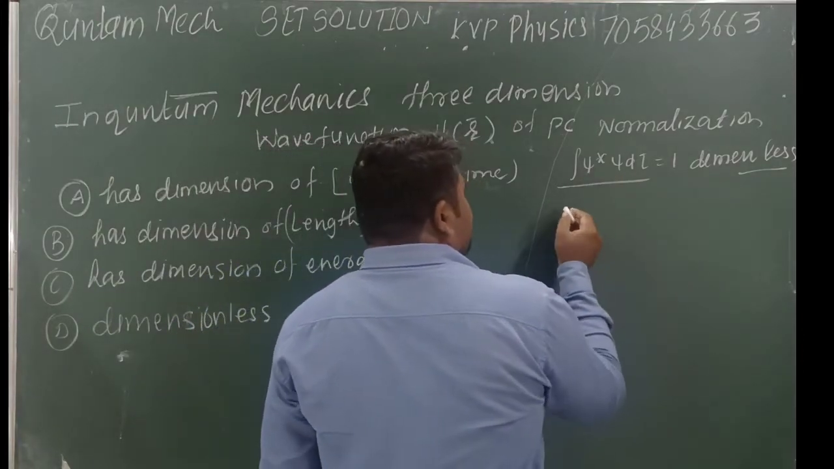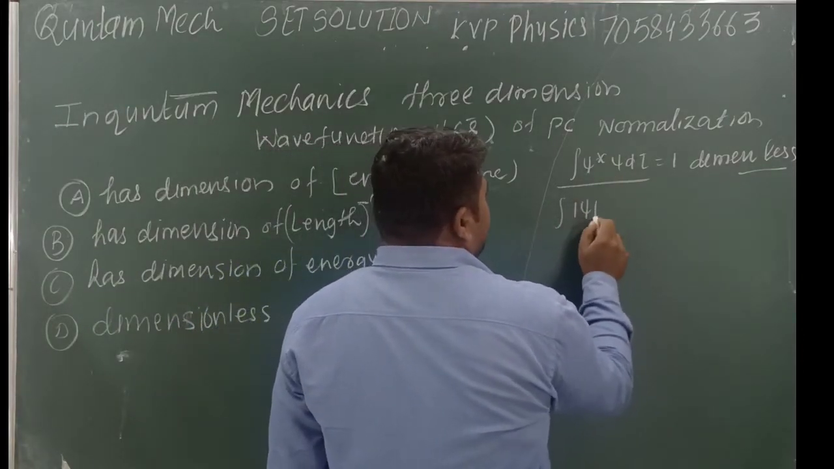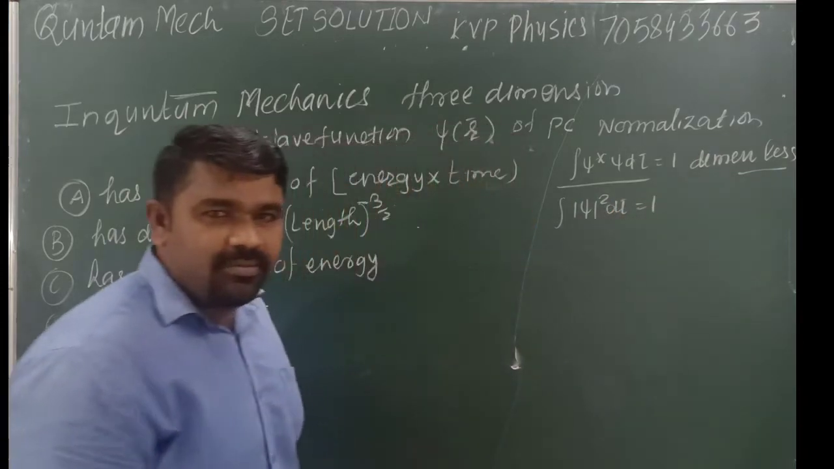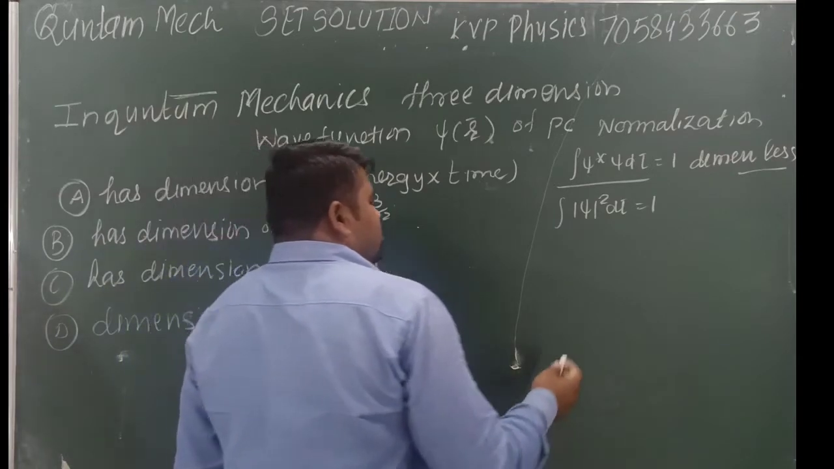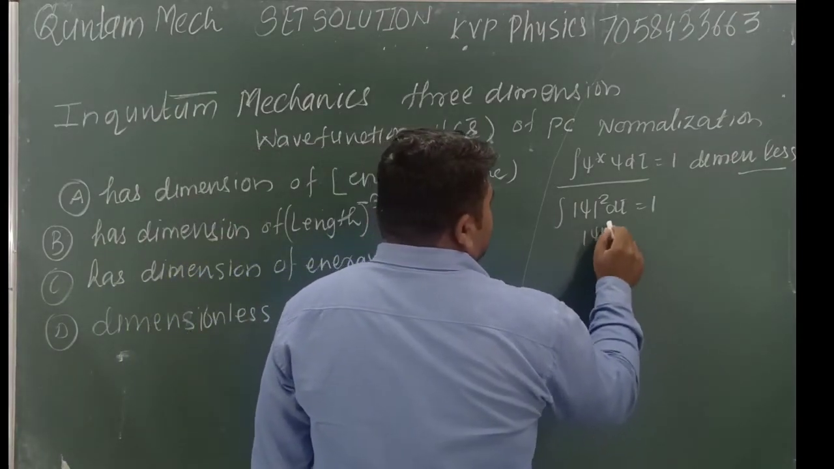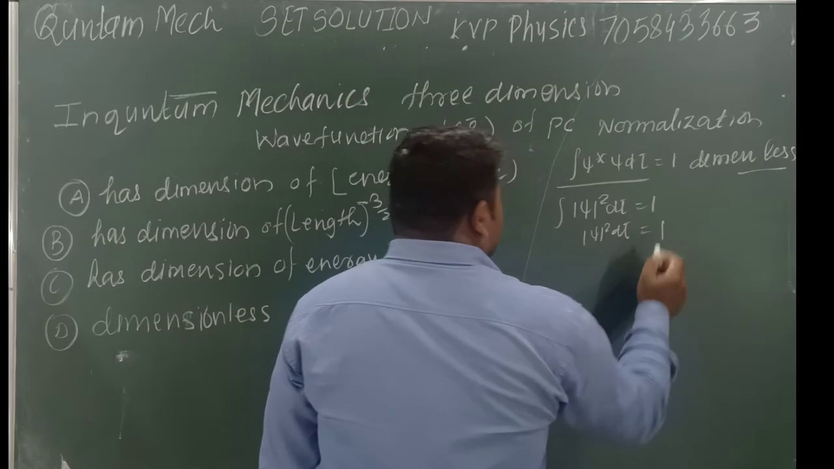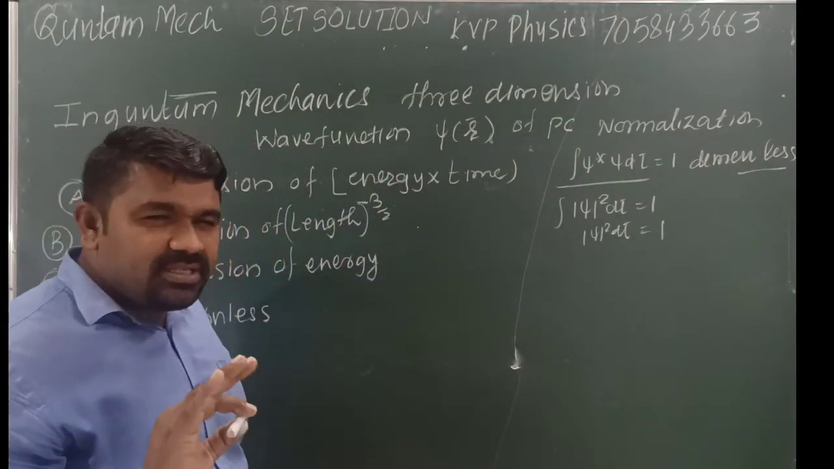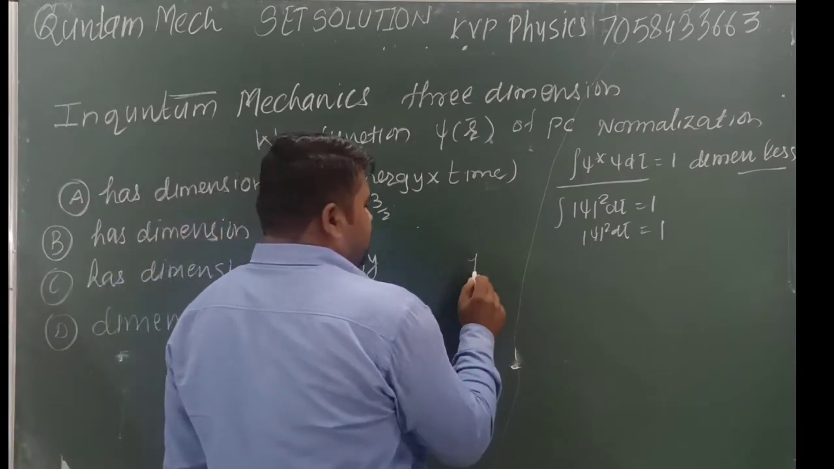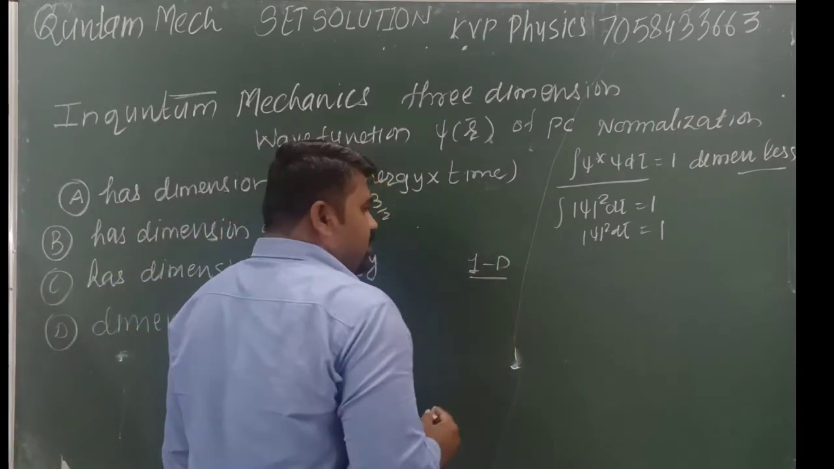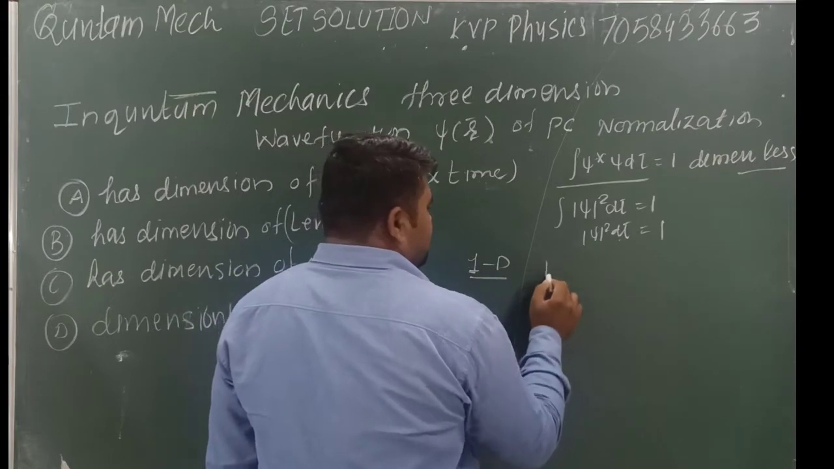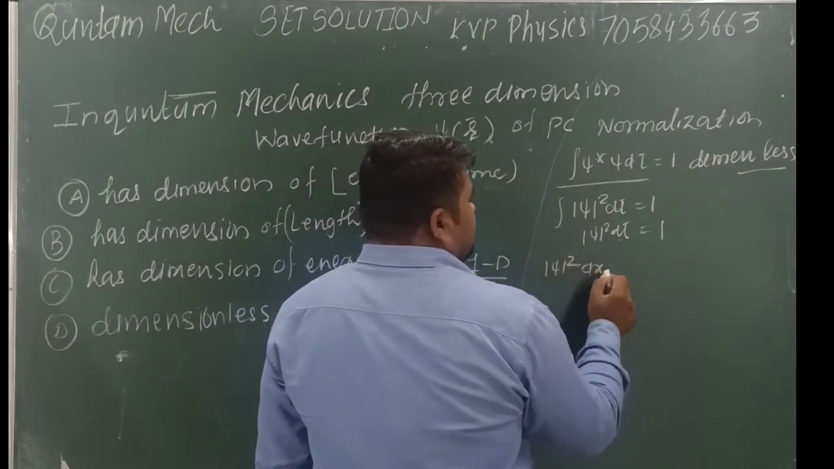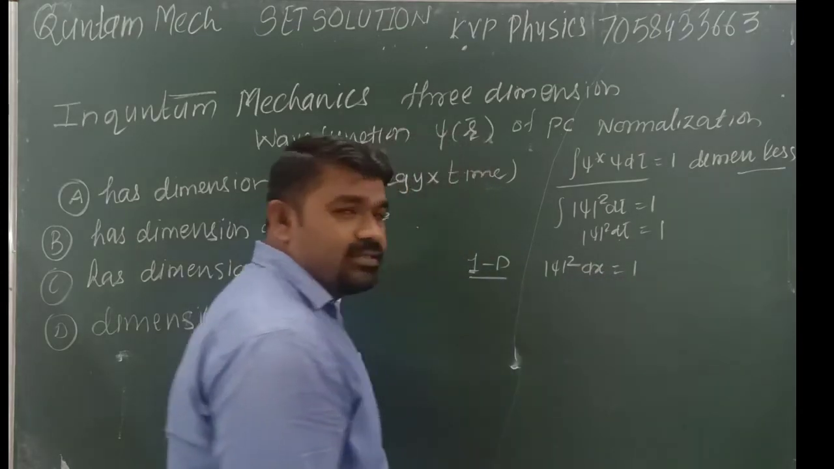Psi star psi is nothing but mod psi square. Mod psi square into d tau is equal to how much? 1. Next, suppose the system is 1D. Then d tau is replaced by dx. Means mod psi square dx is equal to 1.